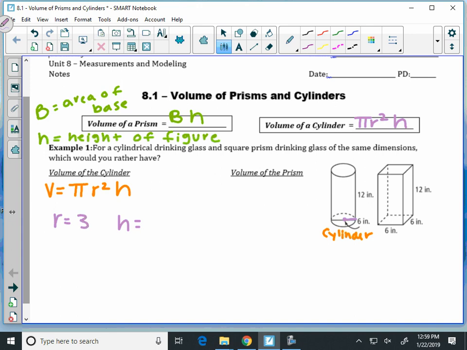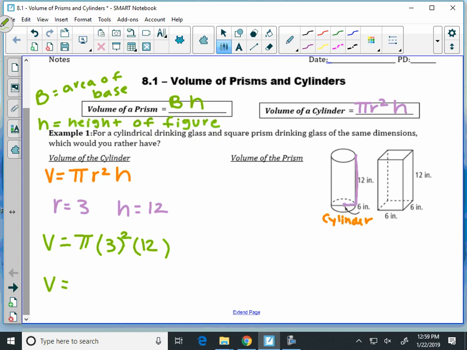Okay. And the height. But I like to think when you're looking at the figure, the height's what's connecting your two bases. So what is connecting our two circles? 12. So 12 is your height. So then you just take those numbers and plug them into your formula. That volume is equal to pi times r squared times 12. We're going to leave it in terms of pi first and then round. Generally, we leave cylinders in terms of pi, but for real world problems, we round to get a better idea of what the volume is.